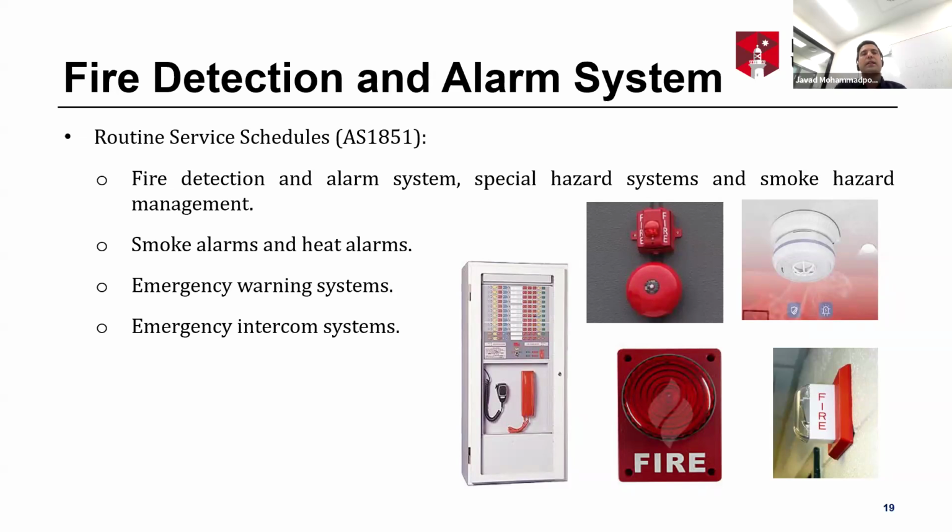The third one is the emergency warning system. Maybe you have heard, for example, "evacuate now, evacuate now." It's just to alert the occupants. And the last one is the emergency intercom systems. It's for the case that you don't have access to a mobile or telephone and you need some communication. The firefighting teams can use them, or those people who were trained for this case.